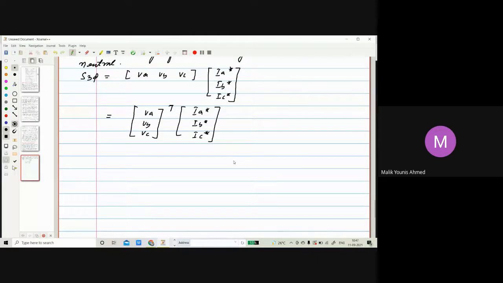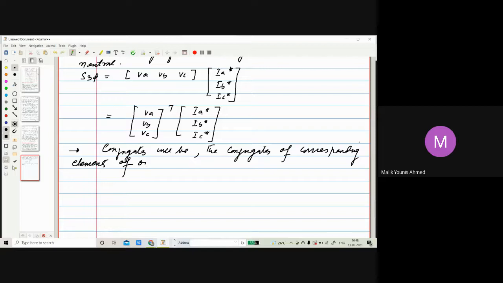So what does conjugate mean in this case? Conjugate will be the conjugates of the corresponding elements of the original matrix. That everybody knows: the matrix is there, you take a conjugate of that. So that will be such a conjugate in this case.